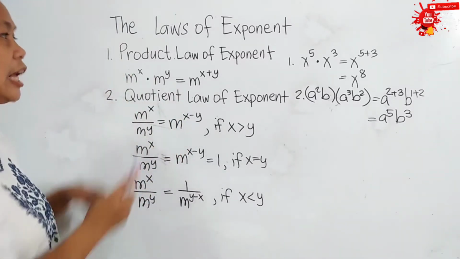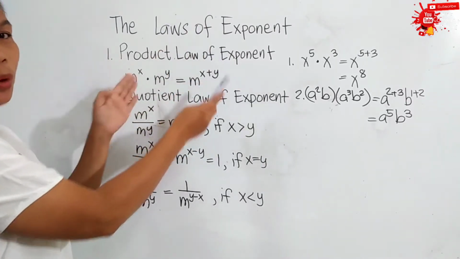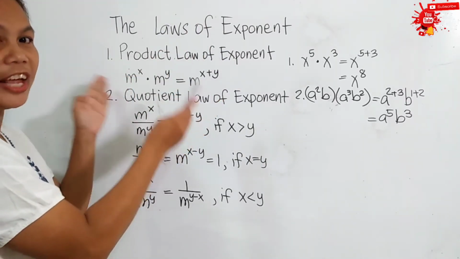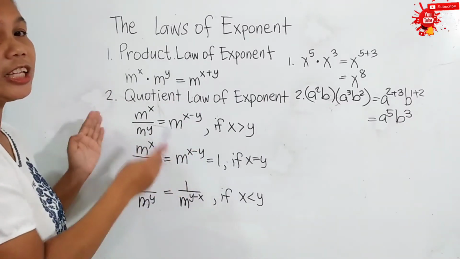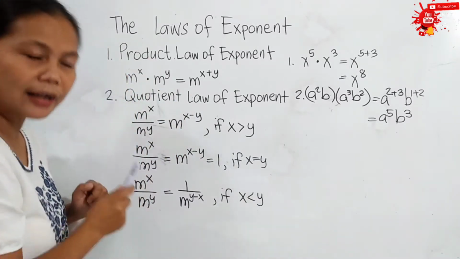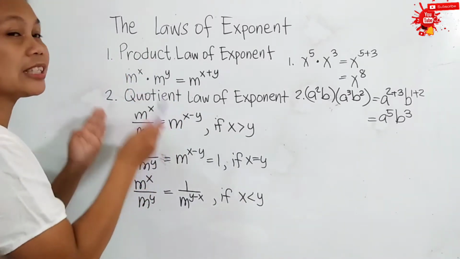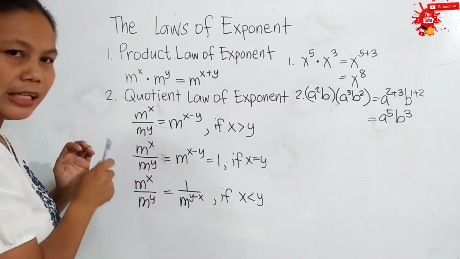So take note that if it is product law, we add their corresponding exponent if and only if they have the same base. Now, for the quotient law, it is also the same that we can only subtract the exponent if it is division with same base.